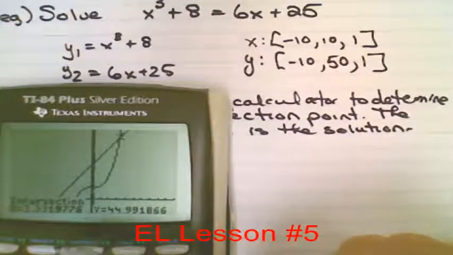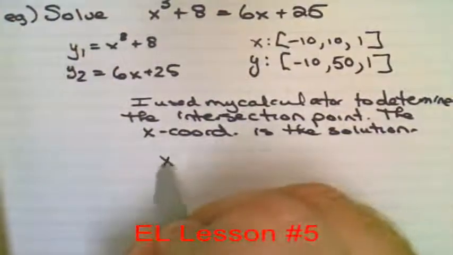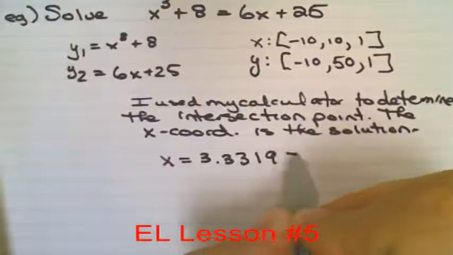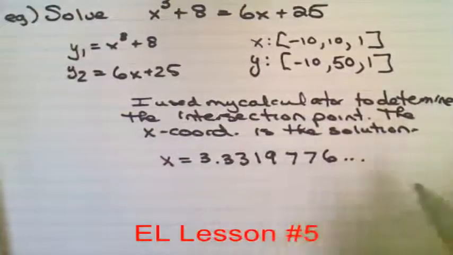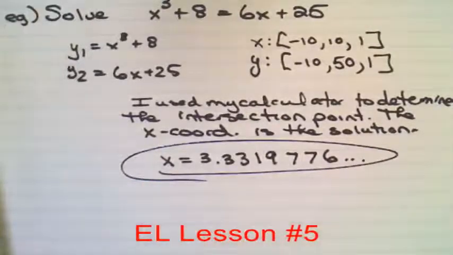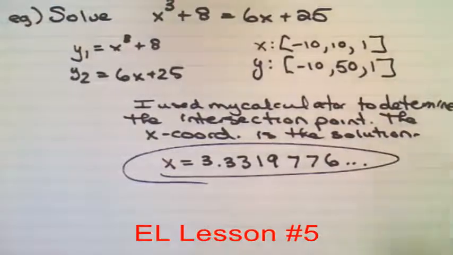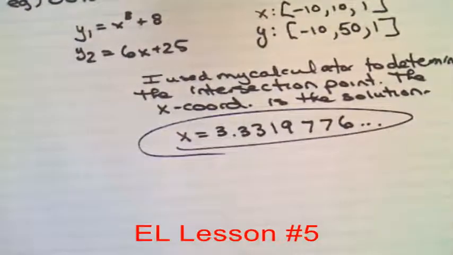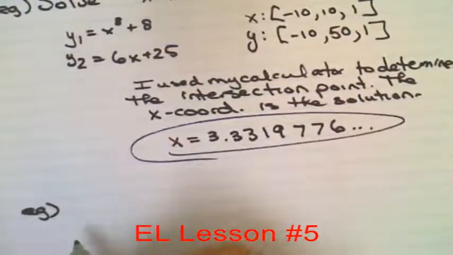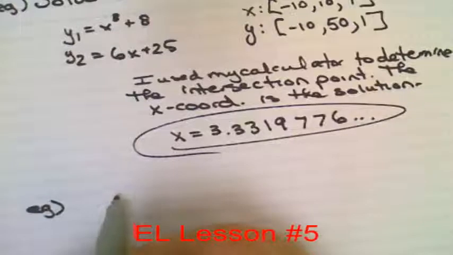Remember, it's second trace. Okay, whoops. Second trace, choose 5 for intersection, enter, enter, enter, if you can see the cross, and it tells me my answer, x equals 3.3319776, and so on. Now that's an approximate. It's not dead on because it goes on for a while, or maybe goes on indefinitely. But I know at least this much: 3.319776... Okay, and that's my solution.